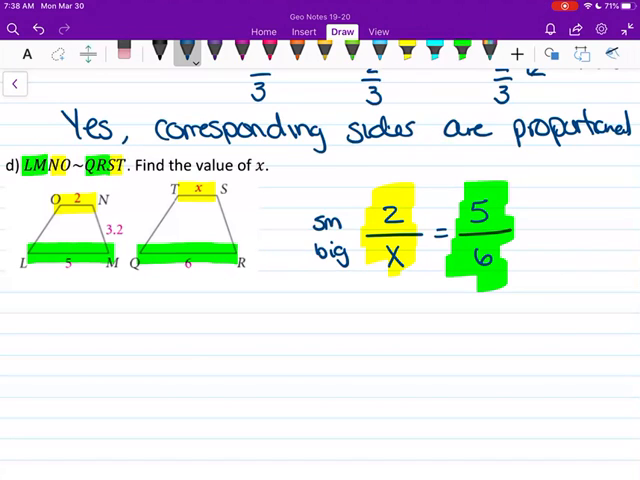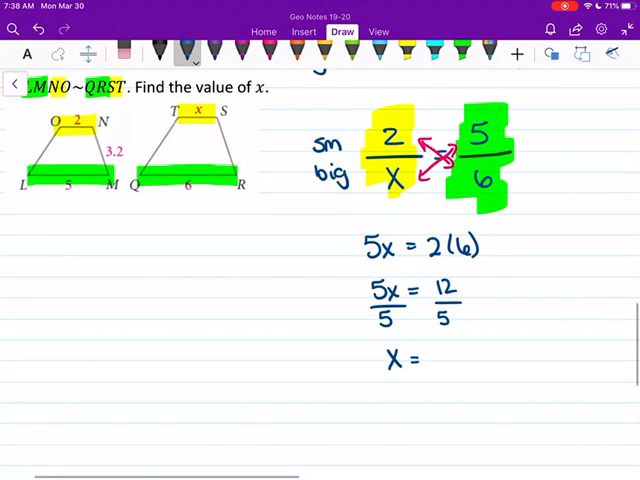So then I'm going to cross multiply to solve my proportion. So I'm going to have 5 times X equals 2 times 6, or 5X equals 12. Divide both sides by 5. I get X equals 12/5. Or if you like decimals, which I know a lot of you do, for this you can give me an answer in decimal, which is 2.4.